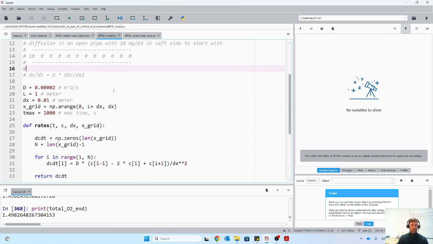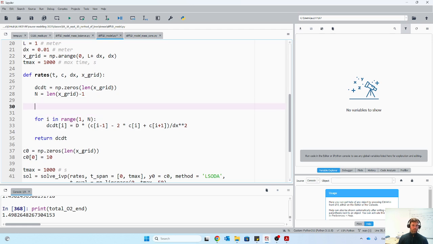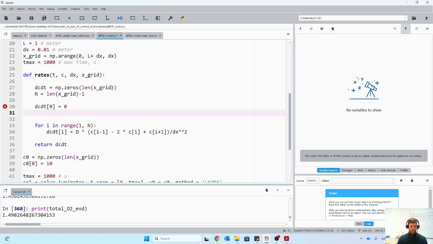So I have loaded that model that you have already seen, and it looks like this. We could be a little explicit here by saying that dc/dt at position 0 is equal to 0, and dc/dt at the last position is also equal to 0. So this just means that we have a Dirichlet boundary condition at both ends, that the derivative does not change. It is equal to 0.